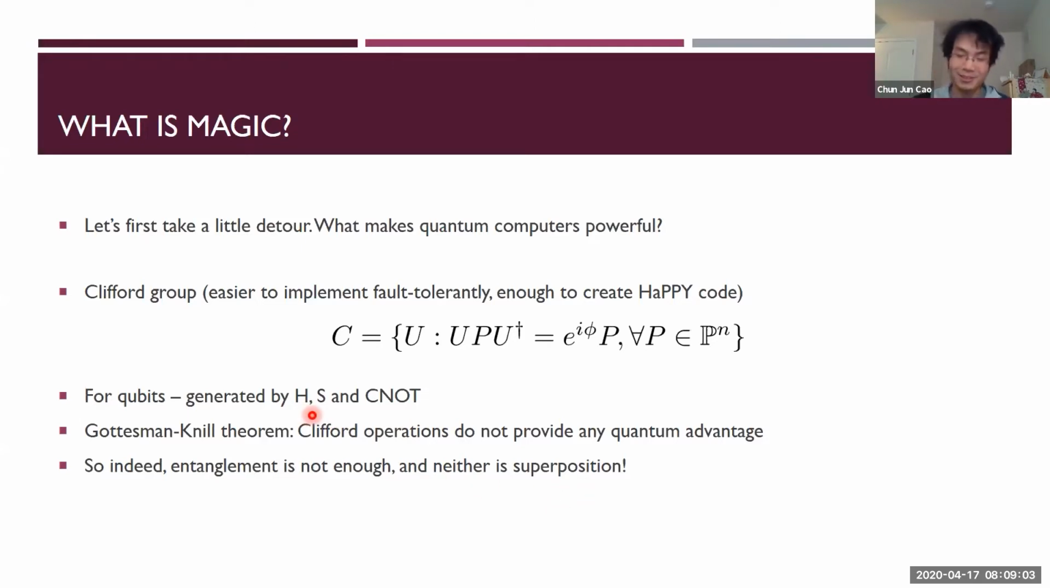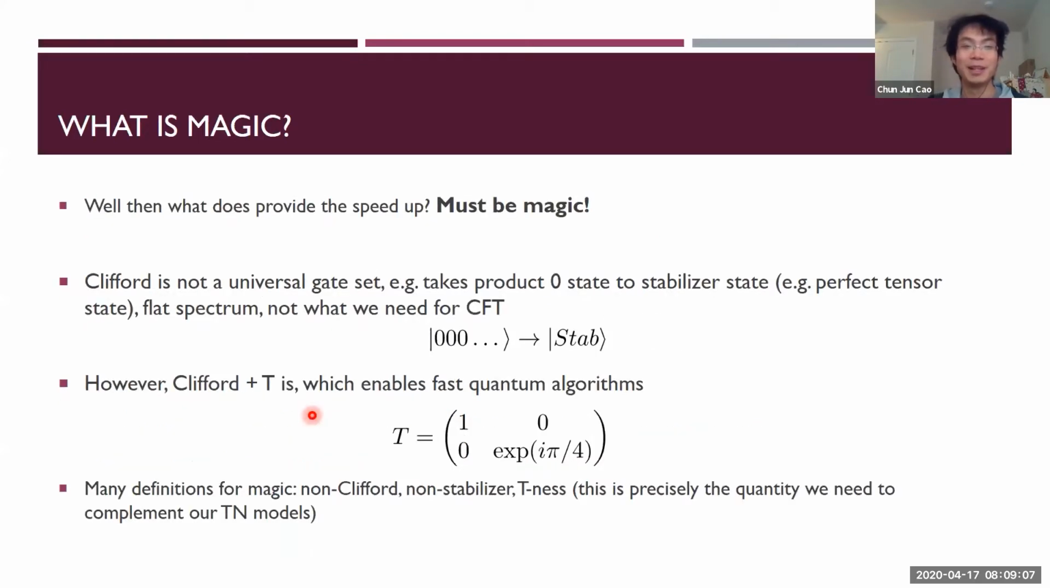So it sort of seems like a naive question: then what does make a quantum computer more powerful? It must be magic, right? So this is the context where, at least as far as I understood, the term magic first came from, in the context of quantum speedup.